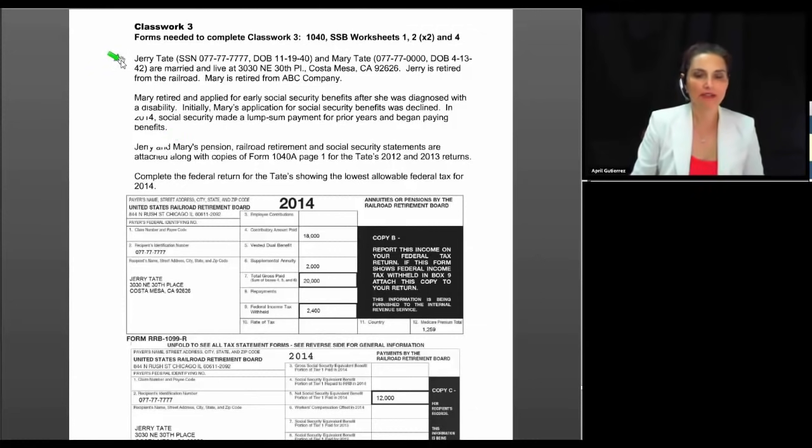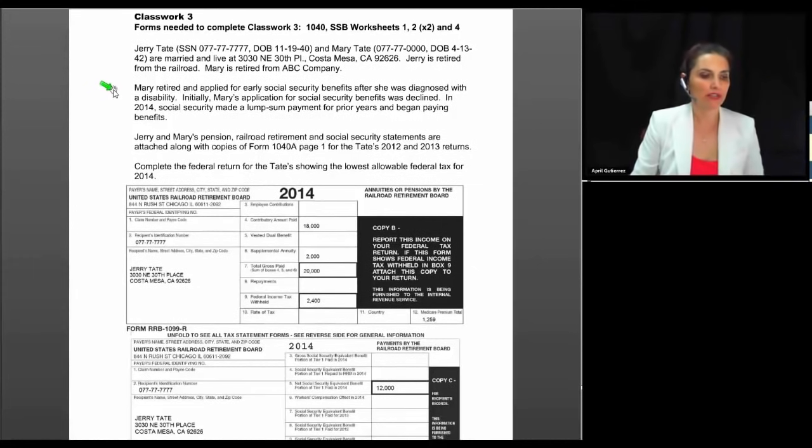Jerry Tate and Mary Tate reside in Costa Mesa, California. Mary retired and applied for Social Security benefits after she was diagnosed with a disability. Initially, her application was declined. Then in 2014, Social Security made a lump sum payment for the prior years and began paying benefits.